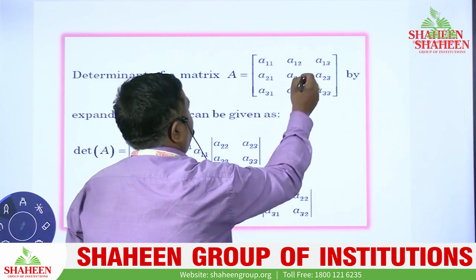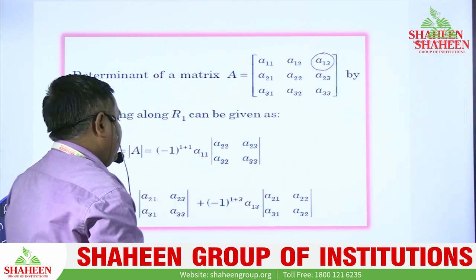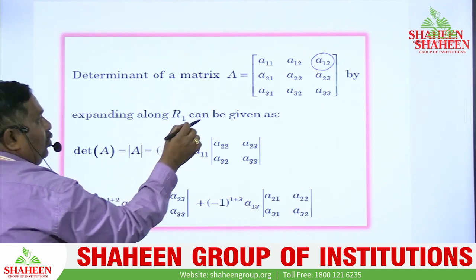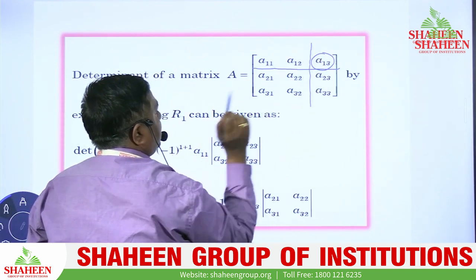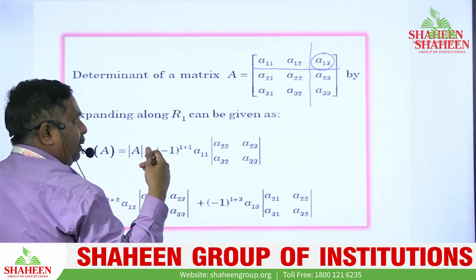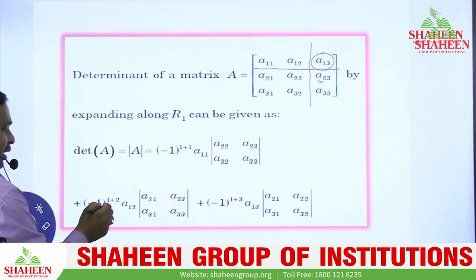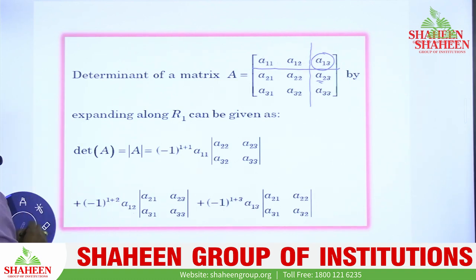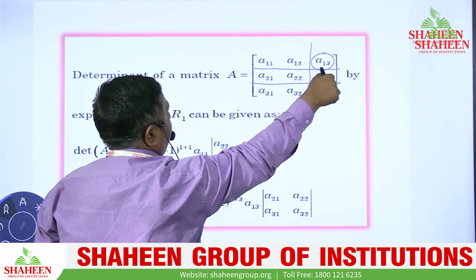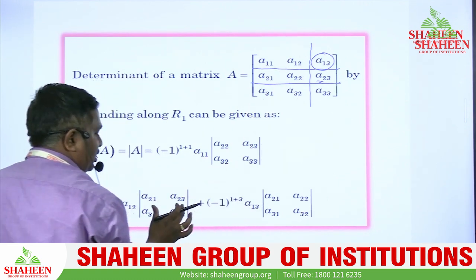If we are using a column, the third column a13, then we write here a13 and minus 1 power 1 plus 3. You leave the row and column in which that a13 is lying. Remaining four elements we have to write in this determinant. Plus the second element of that third column is a23, with minus 1 power 2 plus 3. Then you leave the row and column in which a23 is lying. We will leave this column and this row, and write a11 a12 a31 a32 in this determinant.